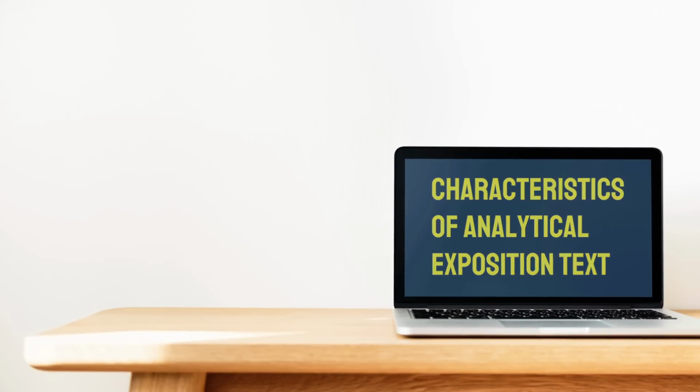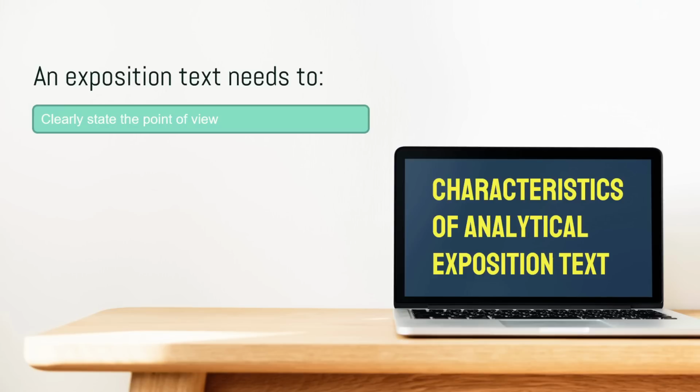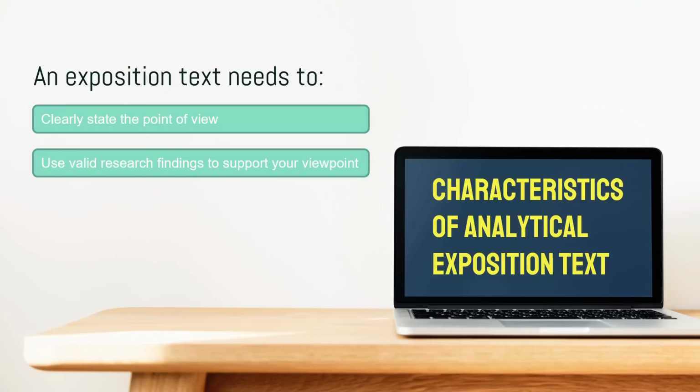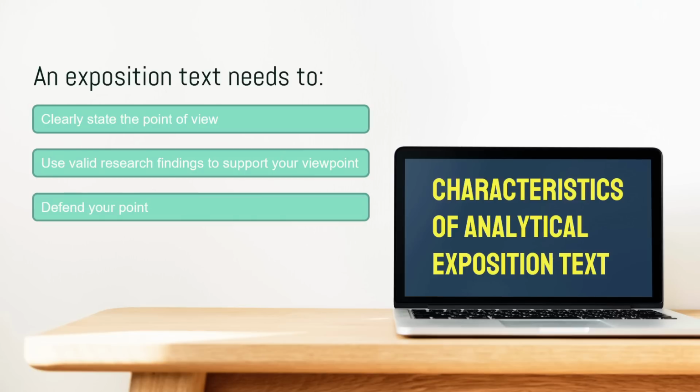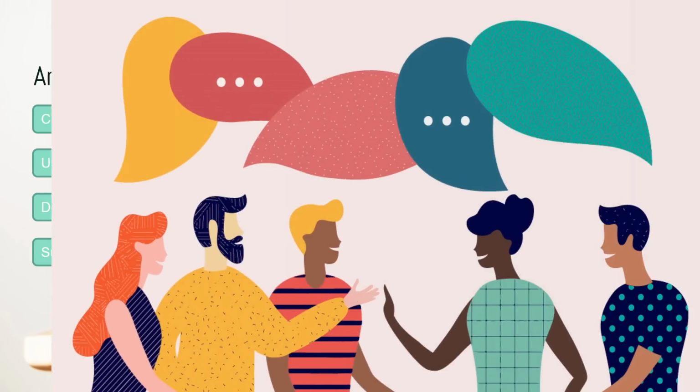Now we are moving to the characteristics of analytical exposition text. An exposition text needs to, first, clearly state the point of view. Second, use valid research findings to support your viewpoint. And of course, defend your point. And the last one is support the viewpoint with factual data.